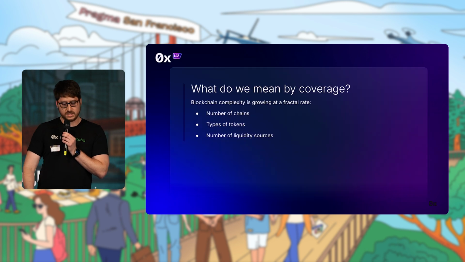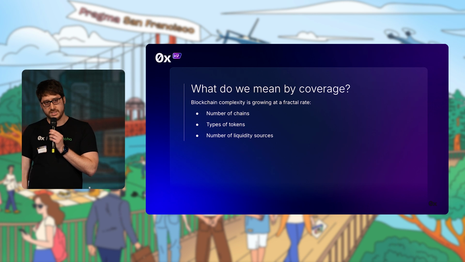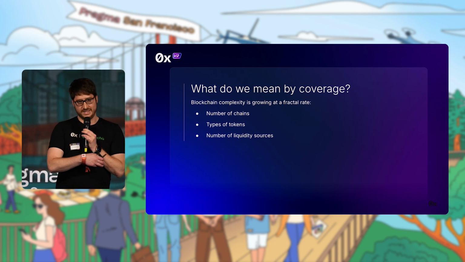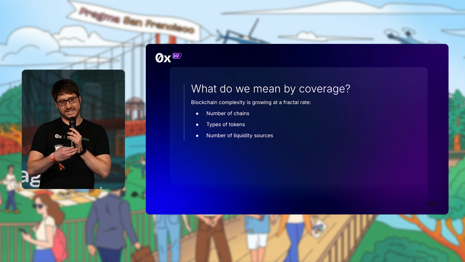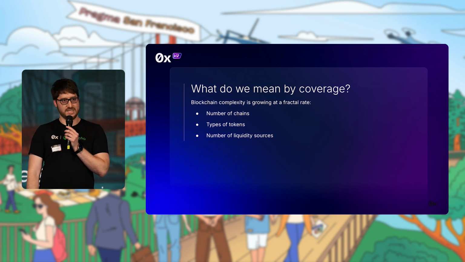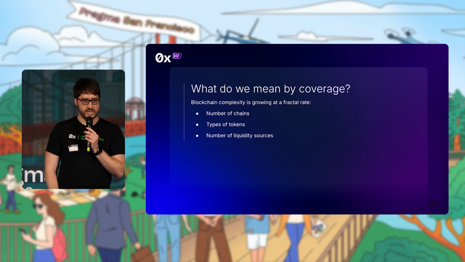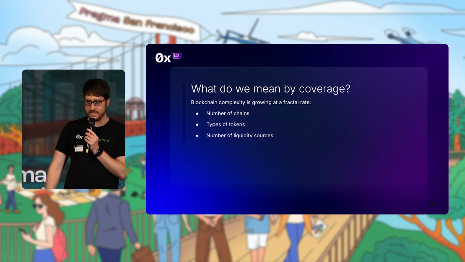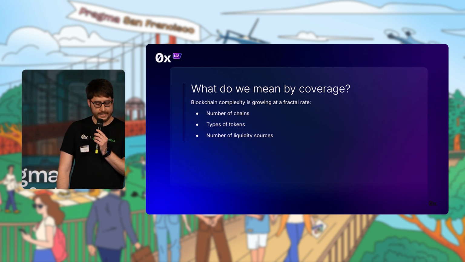V2 also has enhanced coverage and security. What do I mean by coverage? So the amount of combinations of things you can do in the blockchain space is just growing at this crazy exponential fractal rate. There are constantly new chains being launched. I mean, you could probably launch an L2 in like 30 minutes these days if you really wanted to.